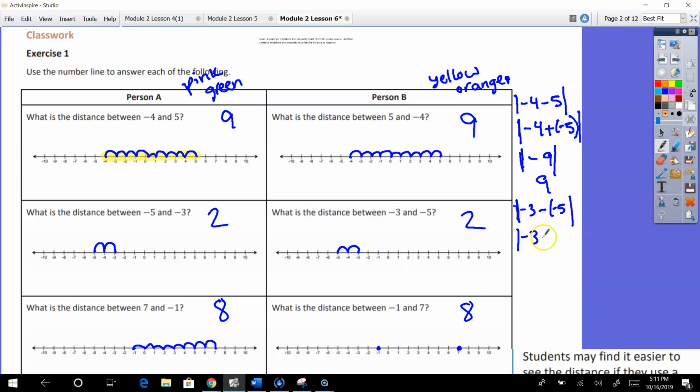-3. Instead of subtraction, we're doing addition. Forgot the parentheses on this side. Subtraction is the same thing as adding the additive inverse, so adding 5. Okay, so we have -3 and +5, so signs are different. So we are subtracting, and we're going to have a positive answer because it has a greater absolute value. When we subtract, we get the absolute value of 2, which is 2.